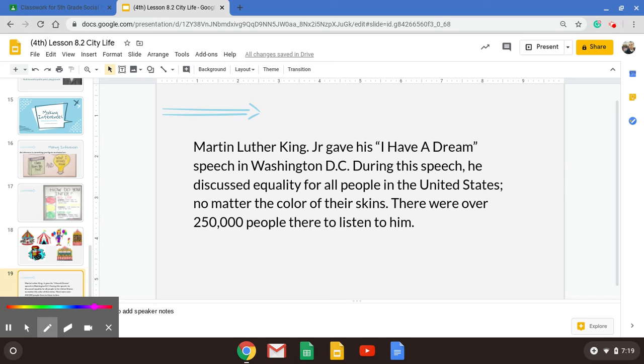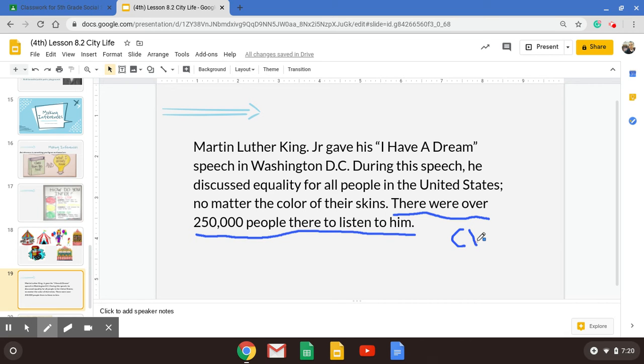Okay, so let's go over the steps again. Number one, I need to look for clues. Well, let's read it. I like this last sentence: there were over 250,000 people there to listen to him. So there's our clue. All right, and then let's think about some background knowledge that we have of Martin Luther King Jr. So what's some background knowledge that you have? And then let's make an inference.